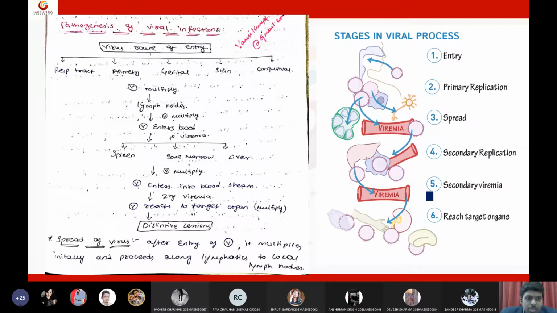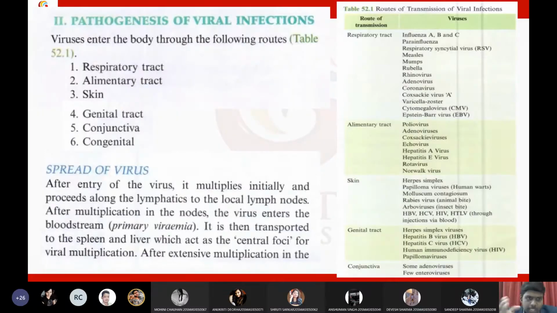Very good, Mohini. Good. So this is all about it. When they enter the first time, it is called primary viremia. When the virus multiplies and enters the bloodstream again, it is called secondary viremia. Perfect. So after this, we can see signs and symptoms in the patient. I hope you know the difference between signs and symptoms, right?